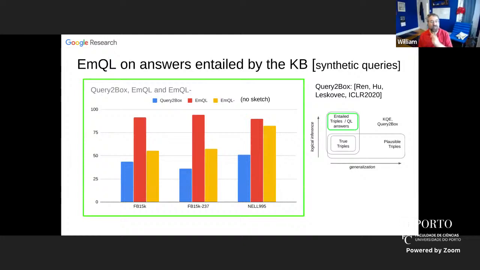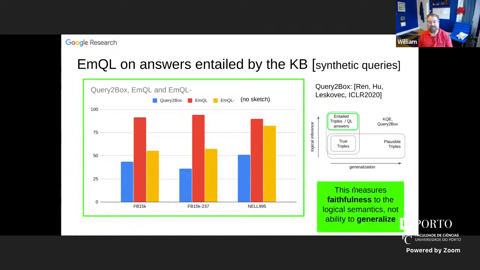So here's some examples. This is one I haven't shown you before, but this is a bunch of synthetic examples that were put together by the people who wrote the query to box algorithm, which I mentioned before as being one of the few systems that looked at generalization of answers for queries. So there's a sense in which the answers to these queries could be logically entailed. That's not what they were looking at. They were looking at plausible entailments. Here I'm looking at things that are actually entailed, and I'm trying to measure that performance.